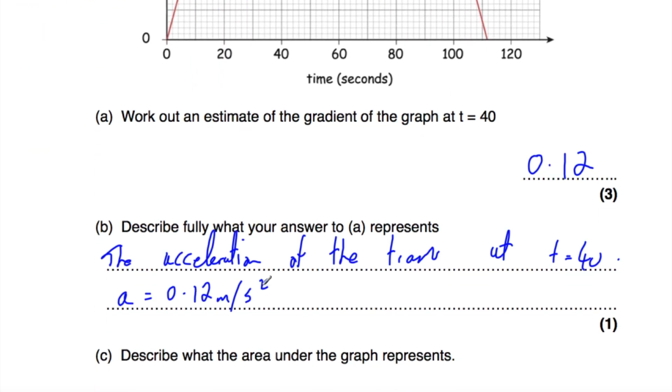So let's write that down. And that's it. I've just written down that the answer to A represents the acceleration of the tram at time equal to 40. And the acceleration is 0.12 meters per second squared.